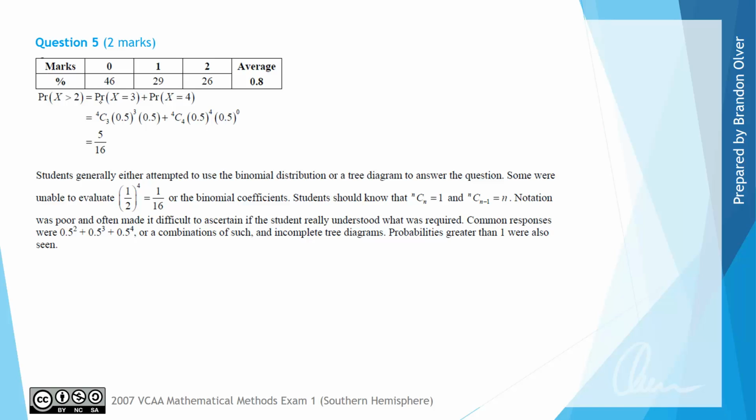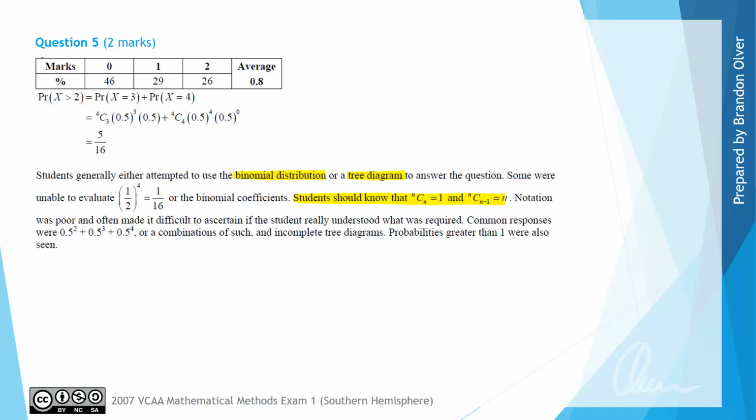So from the examiner's report we can see that about a quarter of students got full marks for this question, and students generally either attempted to use the binomial distribution or a tree diagram to assist them with answering the question. Some were unable to evaluate 1/2 to the power of 4 equals 1 divided by 16, and some struggled to evaluate the binomial coefficients. So students should know that n choose n is equal to 1 and n choose 1 less than n is equal to n.